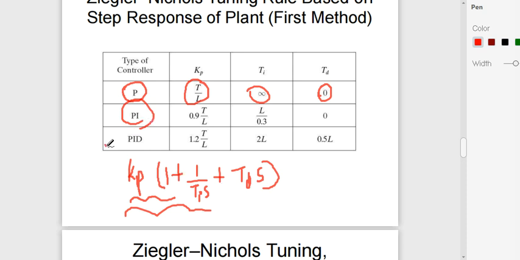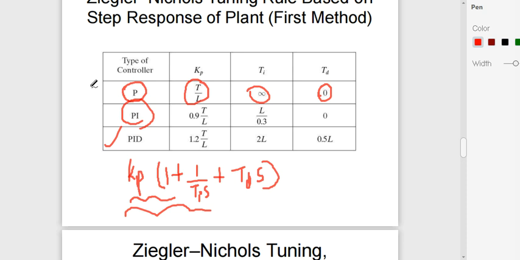Next one is PID controller. In the case of PID controller, we need to tune the values of Kp, Ti and Td. Here Kp equals 1.2 into T by L, Ti is 2 into L and Td is 0.5 into L. Substitute the values of Kp, Ti and Td and find the transfer function.